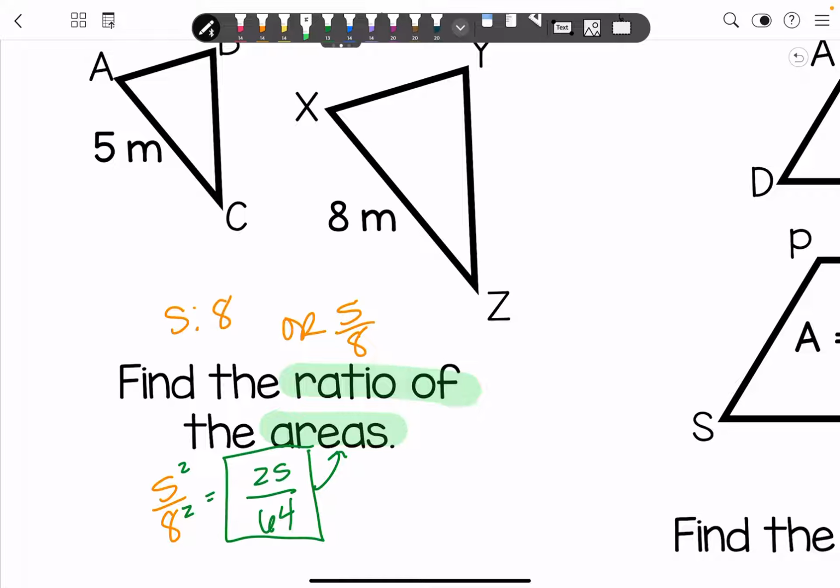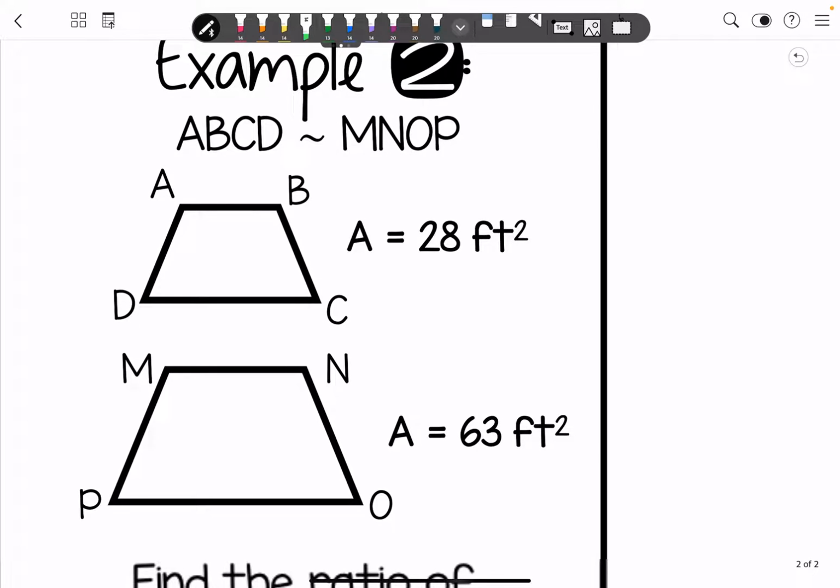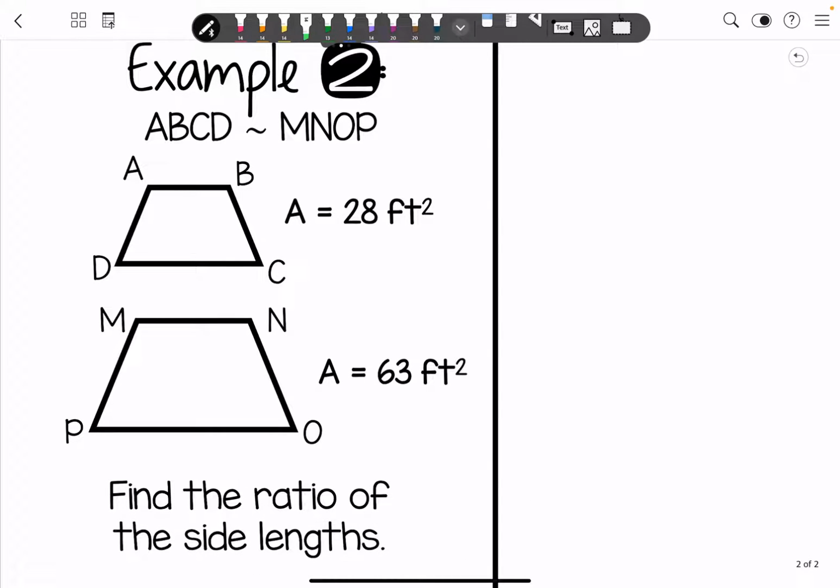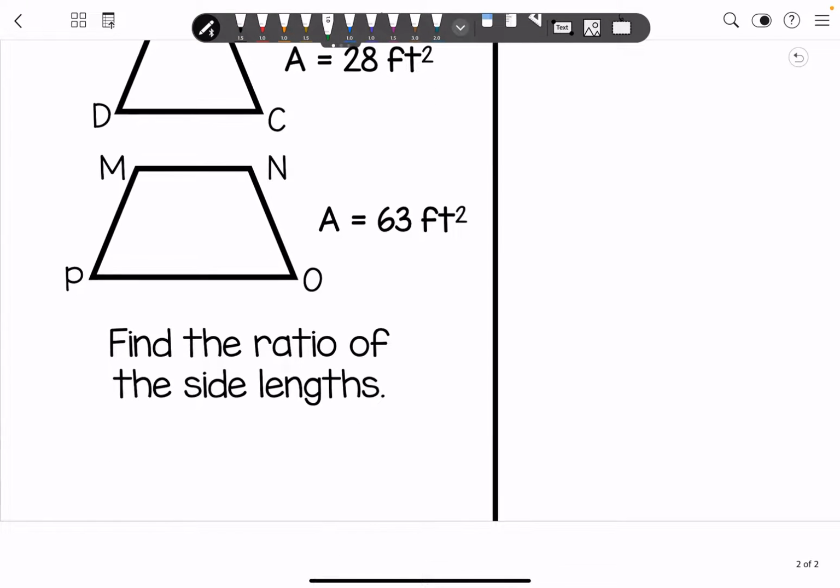All right, so now let's go ahead and work backwards. Now we've been given two shapes, and we've been given each of their areas. We've been given BC and NO. Those are corresponding similar sides. We've been given their area, so the first thing we're going to do in order to find the ratio of the side lengths is set it up: 28 over 63. Then you have to simplify. When you simplify, it'll be a whole lot easier for you to figure it out.